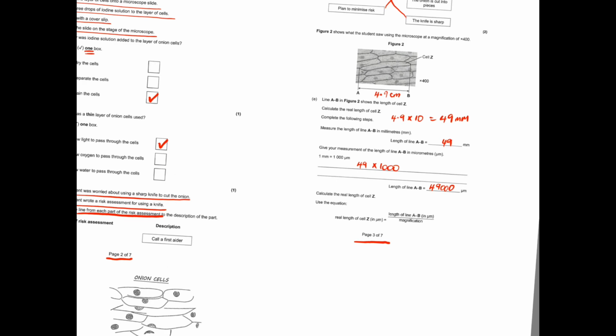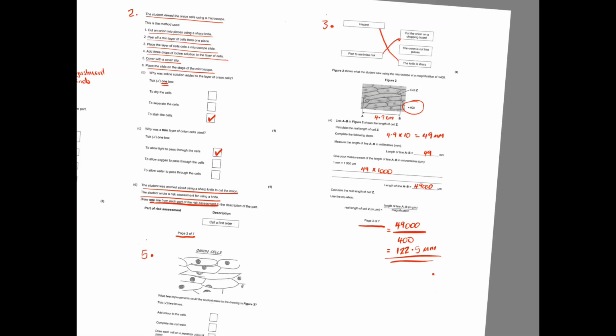Then the question says, calculate the real size. So in order to do that, it will be the image size divided by magnification, which is times 400. When you divide, you get 122.5 micrometers.